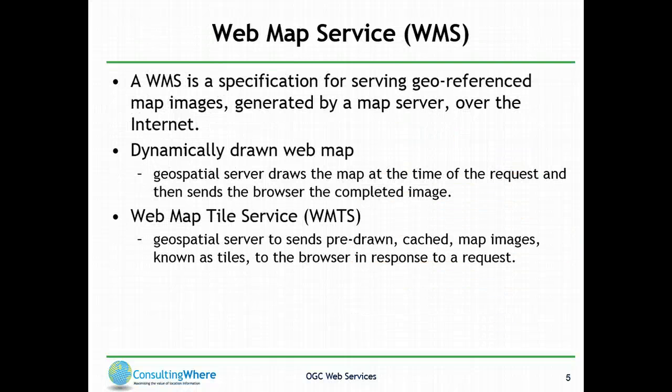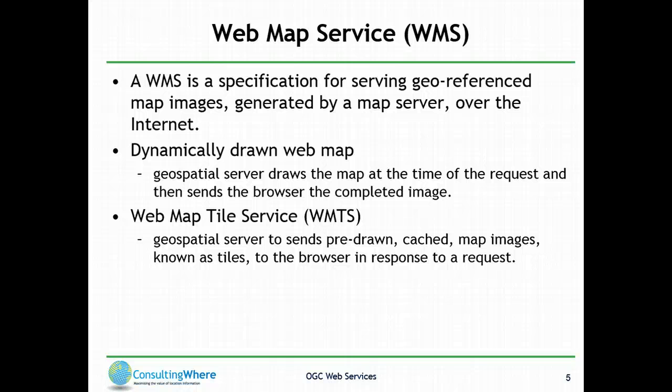What is a web map service? A web map service, or a WMS, is a specification for serving georeferenced map images. When using a WMS, the client requests the server to draw a map of the specific area that it is interested in. There are two ways it can draw the map.